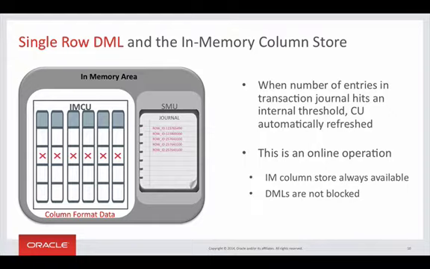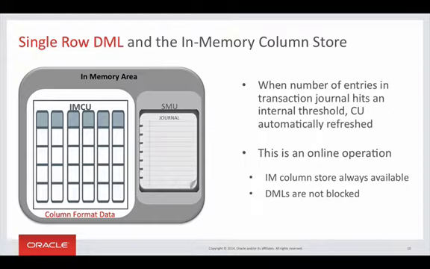As you can imagine, as the number of entries in the transaction journal increases, there is the potential to slow down the scan or analytic query performance, because we're having to scan all of the entries in the IMCU and then pick up any of the entries that are stale from the buffer cache. So when the number of entries in the transaction journal hits an internal threshold, that IMCU is going to be automatically refreshed. Now, it's not the entire object, it's just the subset of rows from that object that reside in this IMCU. This operation is online, and therefore there's no impact to the analytic query performance because it's always going to be available.